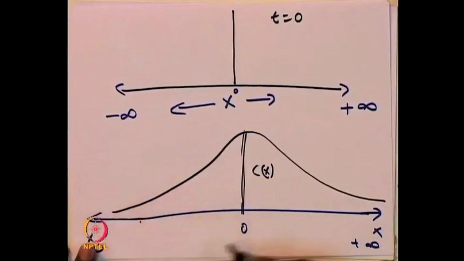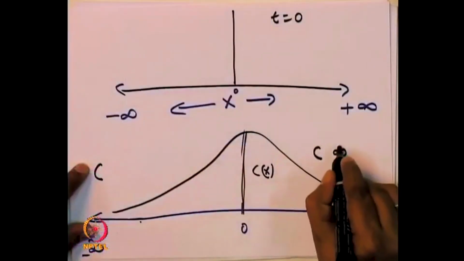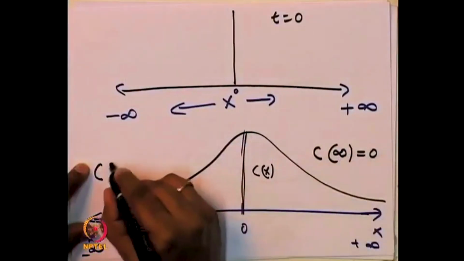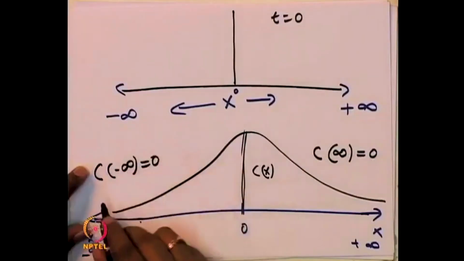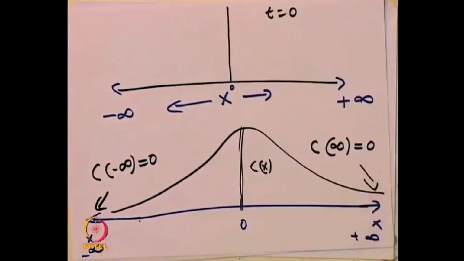If you look at the tube, far away at infinity you will not find anything after 10 minutes, because the molecules would not yet have reached infinity. So the important point: C at infinity is 0, and C at minus infinity is also 0. Far away the concentration is 0, and at the middle you have the maximum concentration.